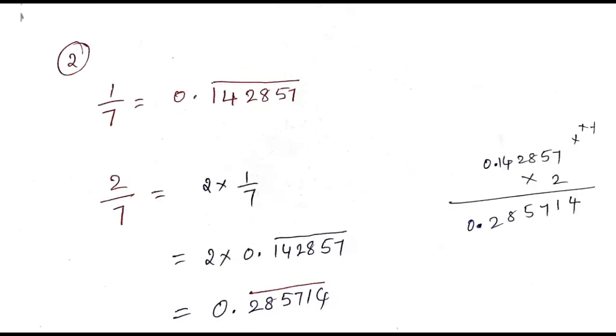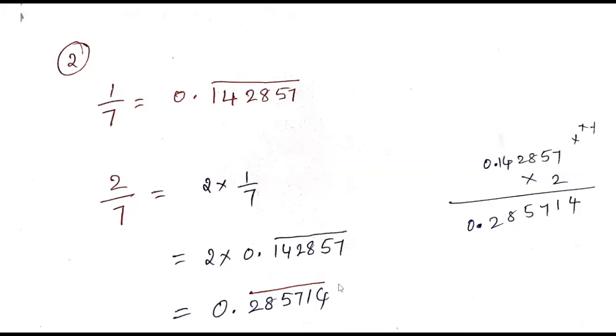Now write question number 2. Look here, all boys and girls. They only gave 1 by 7 is equal to 0.142857 whole bar. So we have to find 2 by 7. That means 2 into 1 by 7. If you multiply numerator into numerator, 2 into 1, it is 2 only. So 2 into the 1 by 7 value, 0.142857. Just multiply this side. Is it clear? You will get the answer 285714. Same answer, write the bar over.